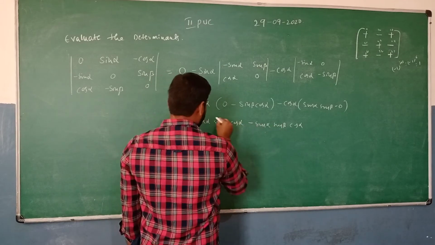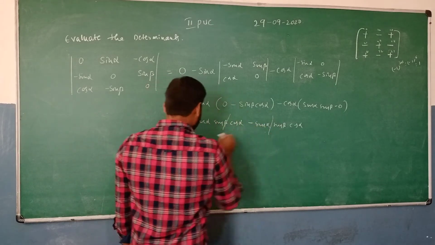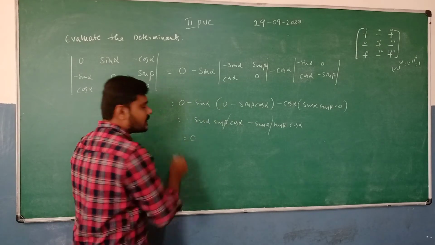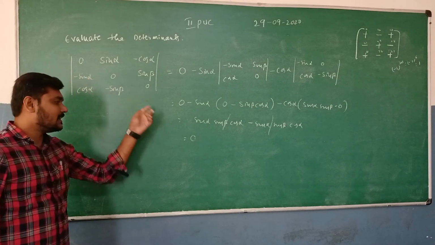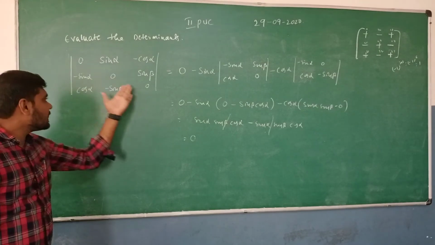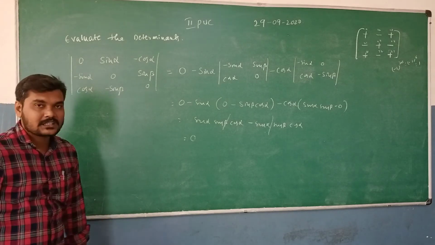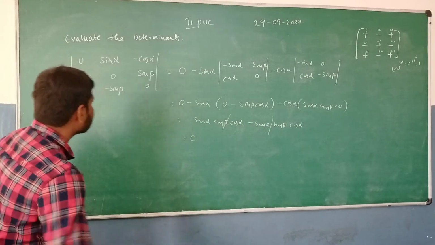cos alpha cos beta. So this one is the plus term and this one is the minus term, so we can easily cancel these and the answer is going to be 0. Look at the previous problem: the diagonal elements were all 0 and the answer was 0. Here also the diagonal elements are 0 and the answer is 0. We will talk about this later. Okay, so let's play the video.